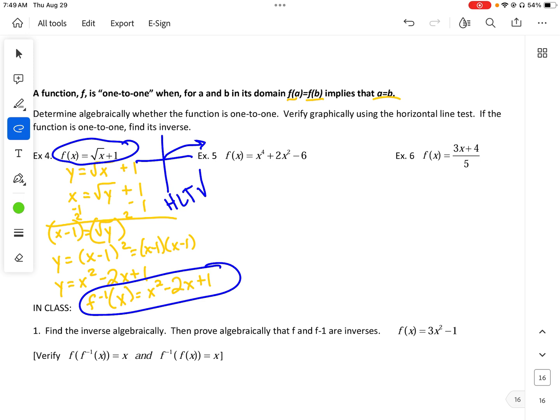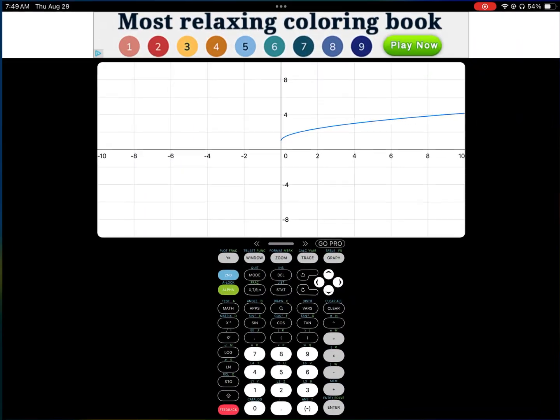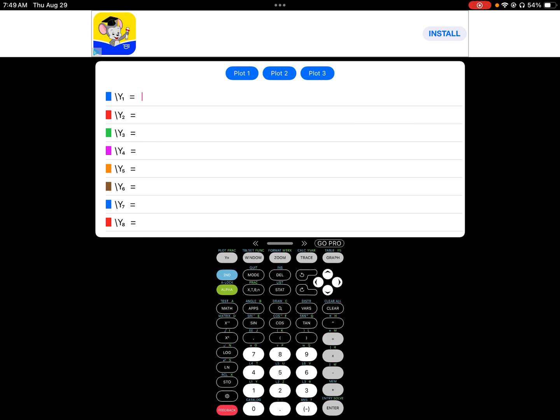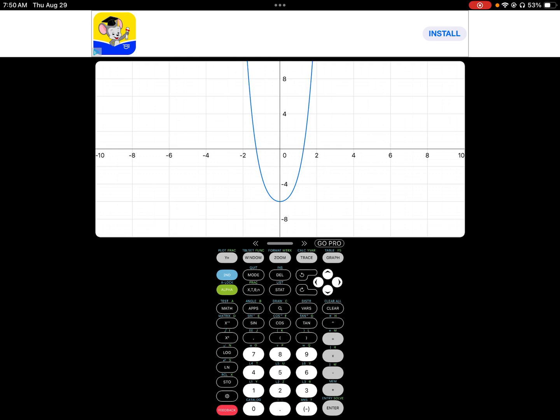If we graph this, let's go to my calculator. So when you go back to that, clear it out. So it's x raised to the 4th plus 2x squared. Oh, I gotta back that up. Let's try this again. Minus 6. Okay, hit graph. So it looks like that.